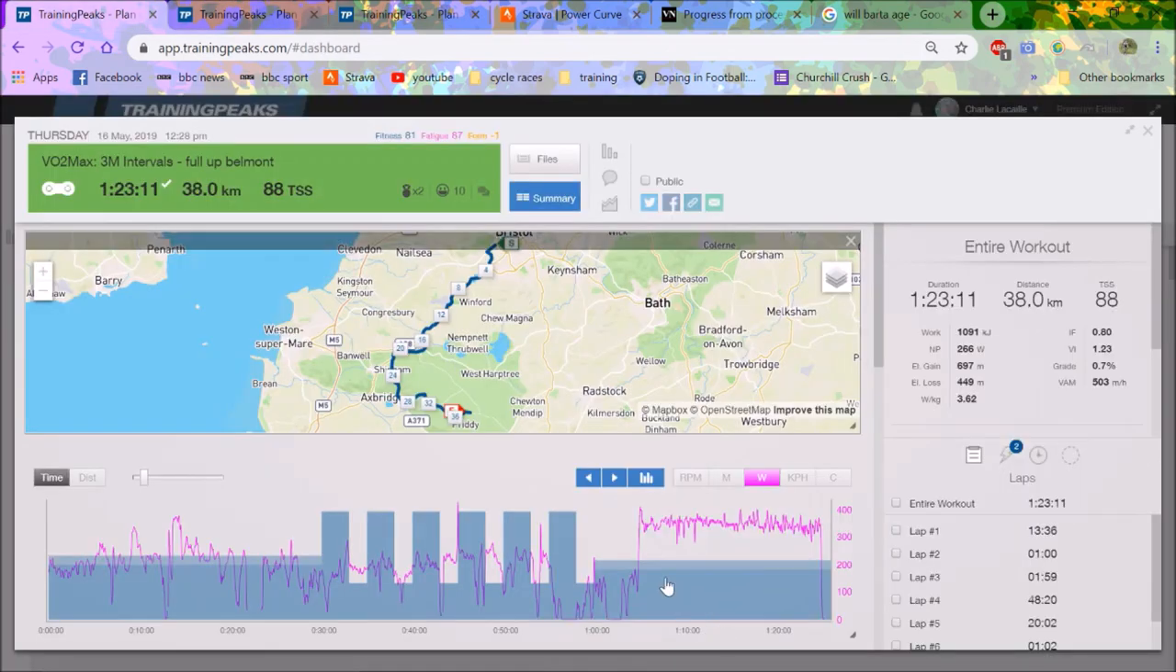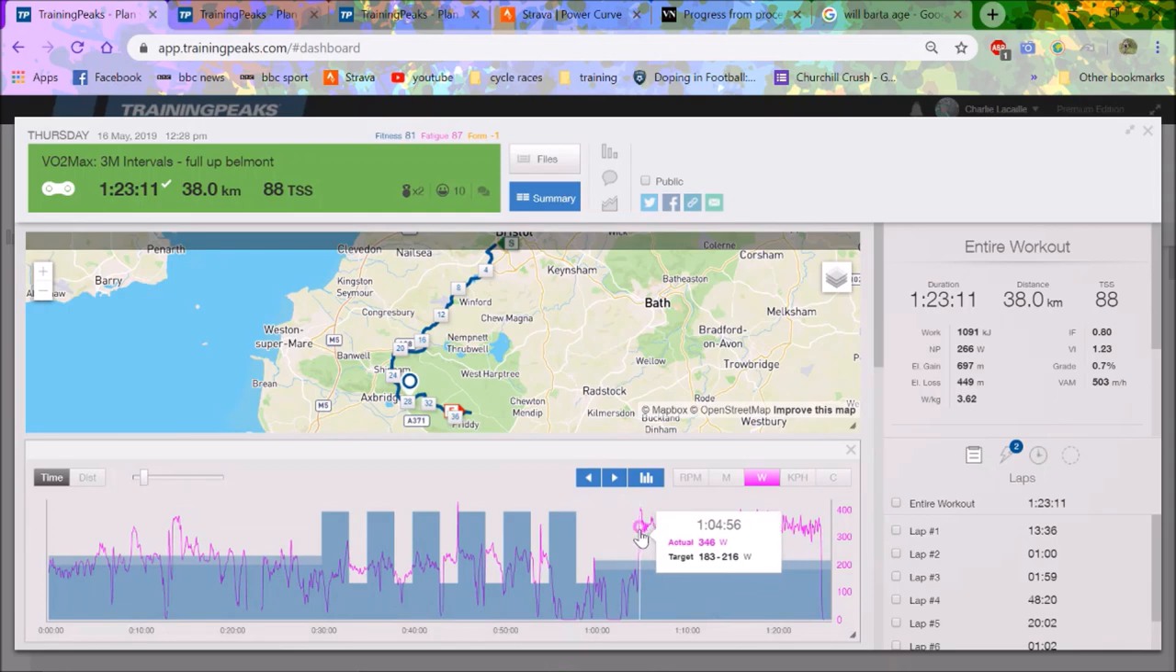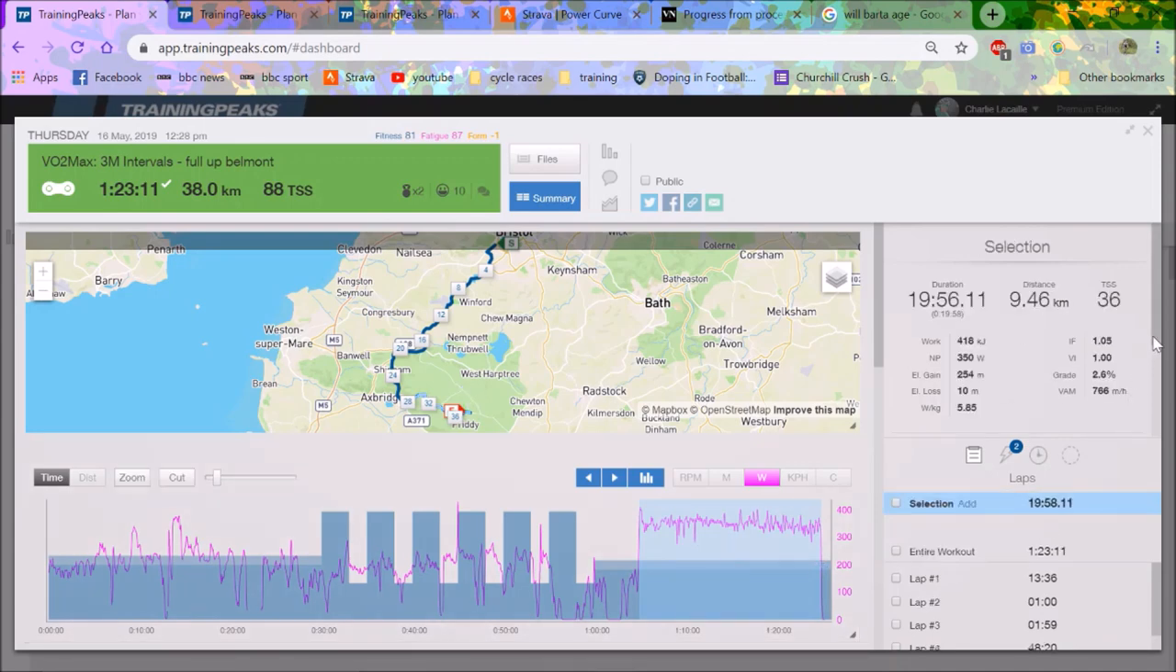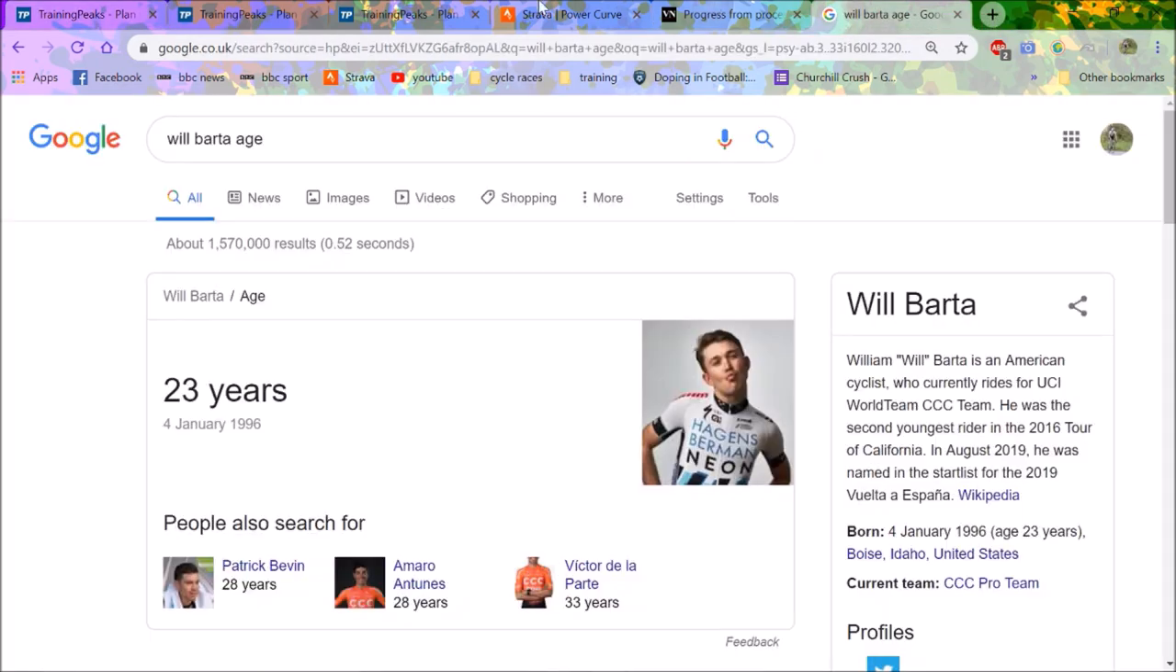I'll show you. Sorry, this is my best 20 minute power here, which was 350 watts, which is like 5.7 watts per kilo or something. Obviously, my power meter might overread and might underread. No one potentially knows, but it's probably a bit optimistic. So that's 350 watts for 20 minutes. So obviously, that does beat what he did.